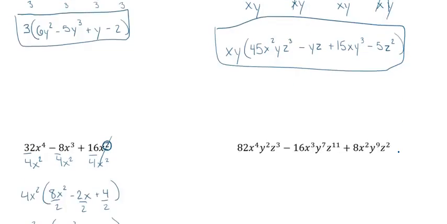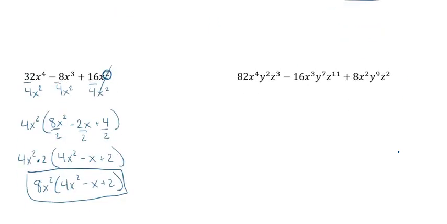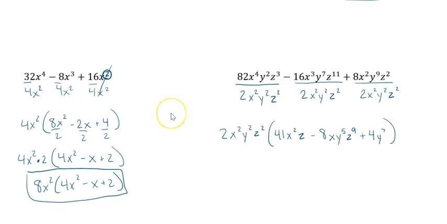Okay, so I want you to pause here and try this example. So you should have found that your GCF was 2, and then x squared, y squared, z squared, because that's the lowest exponent for each variable, and then divide that out. So if you did not get the same answer that I did, I want you to put a star by this one so you can ask about it in class.